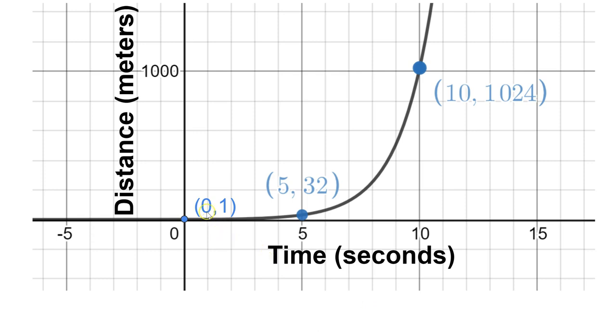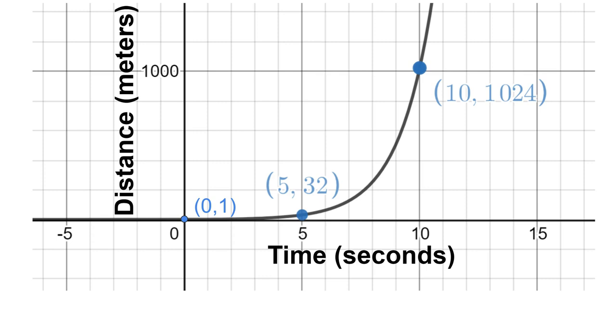Three of the key points are at 0 seconds she had the 1 meter head start, at 5 seconds she will have traveled 32 meters because 2^5 is 32, and at 10 seconds she will have traveled 1,024 meters because 2^10 is 1,024.